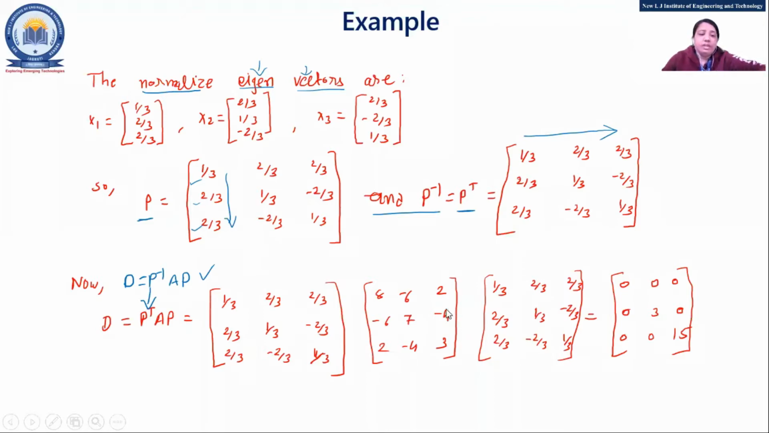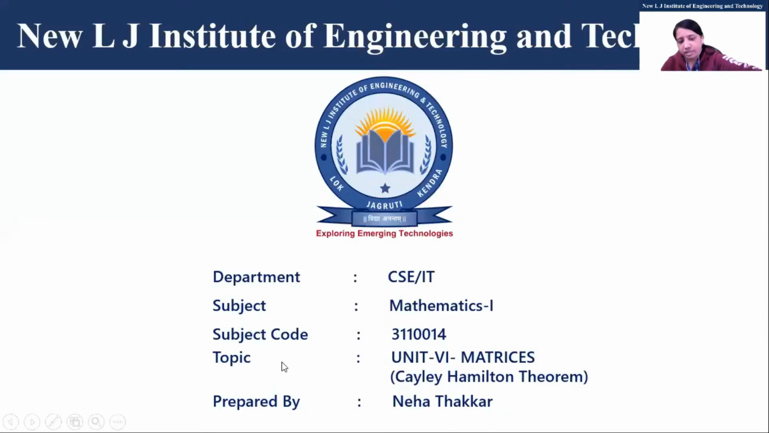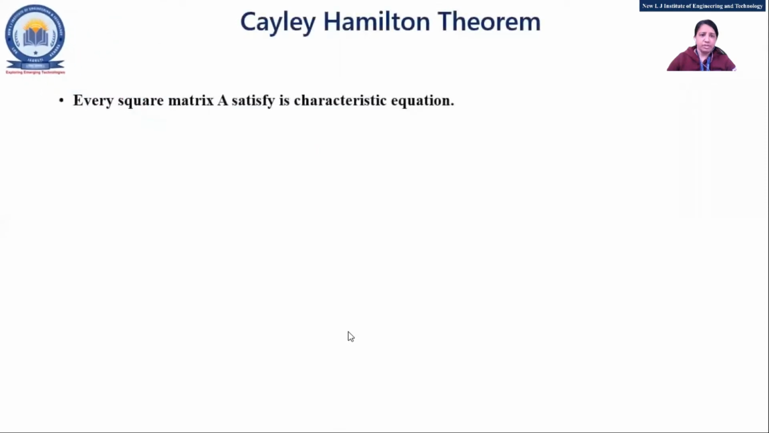Now, the next topic, or we can say the last topic of the matrix, that is Cayley-Hamilton theorem. So Cayley-Hamilton theorem is mostly used for what? To find out the inverse. Sometimes it will be asked to find out the inverse. Sometimes some equation is given and you will be asked to solve that equation. So that is the thing.